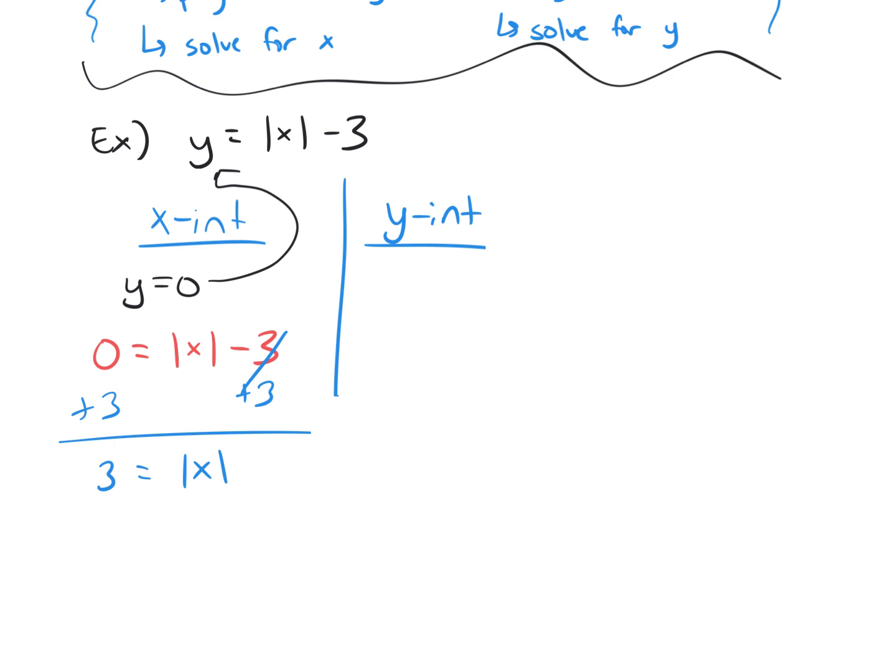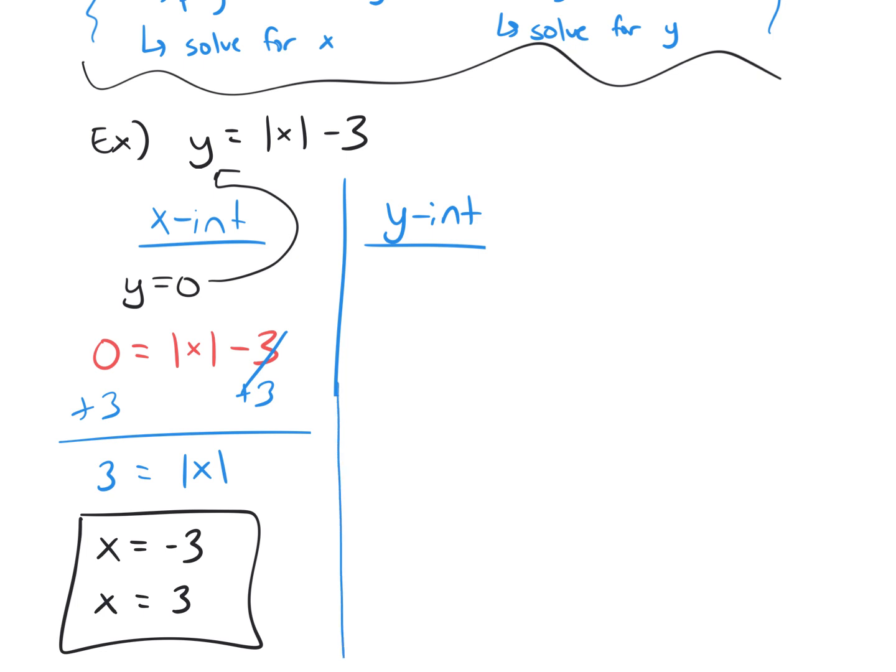No. Okay, this is kind of guessing and checking. So what are some values that I could plug into here to get 3? I could plug -3. What else? There's one more. And +3. Yep. So our answers are -3 and +3. Those are our x-intercepts. Okay. So are we done with the problem though? No, we also have to do the y-intercept.